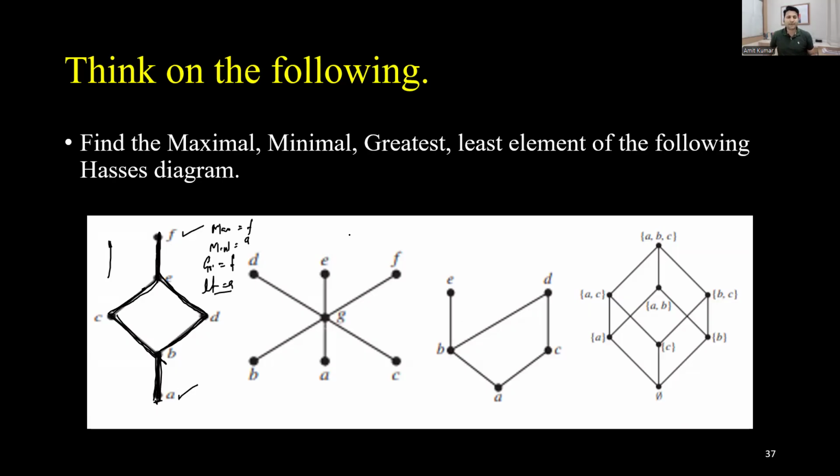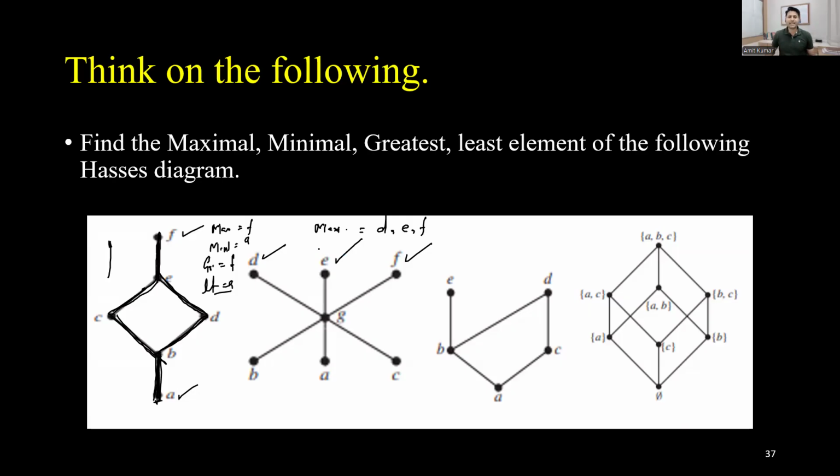Talking about the second example, what is the maximal element? D, yes, no upper bound. E, yes, no upper bound. F, yes. So this has three maximal elements, which are D, E, F, because all three do not have any upper bound.